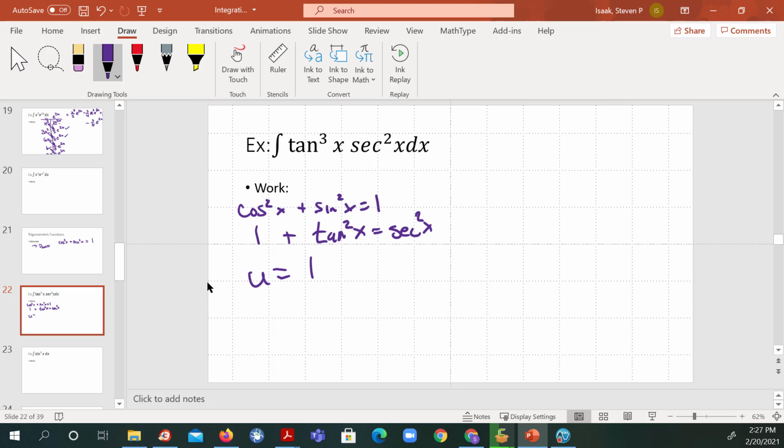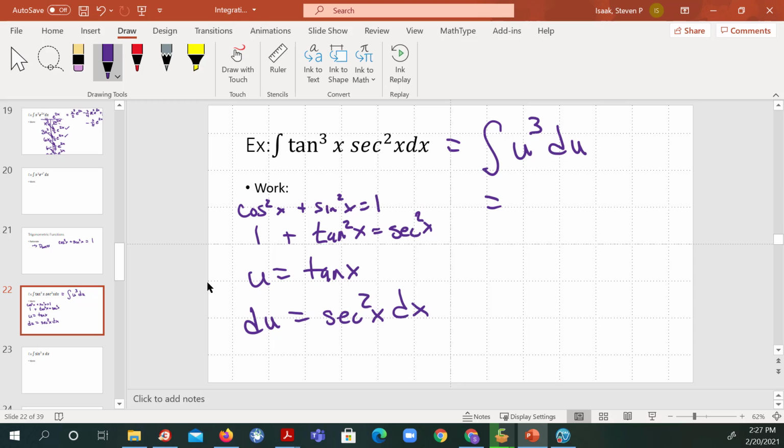I'm just going to let u be tangent of x. I'm overthinking this one. du is secant squared, and don't forget the angle like I did, dx. So this becomes u cubed in terms of u, 1/4 u to the 4th plus a constant. So 1/4 tangent to the 4th of the angle plus a constant.